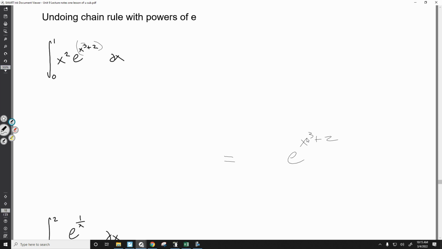Okay. What starts inside the parentheses stays inside the parentheses. I take the antiderivative of e to the power. The antiderivative of e to the power is e to the power. So, I'm starting off with this. If I took the derivative of this, I'd have e to the x cubed plus 2 times 3x squared. I don't want 3x squared. I just want x squared. I need a third. If you can figure that out, hooray. You're done. Plug in 0 and 1, and you win.